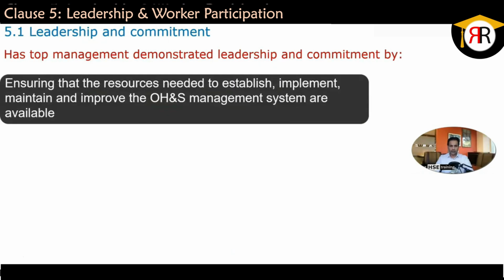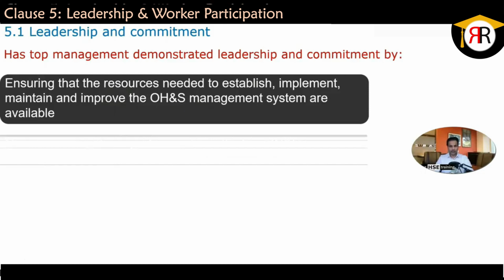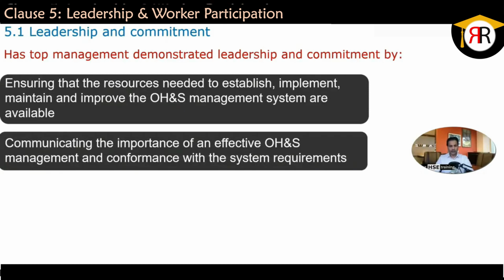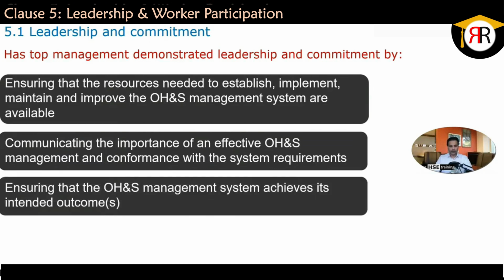Has top management demonstrated leadership and commitment by ensuring that the resources needed to establish, implement, maintain, and improve the management system are available? Are they communicating the importance of an effective OHS management system and also conformance with the requirements? How about ensuring that the management system achieves its intended outcomes?